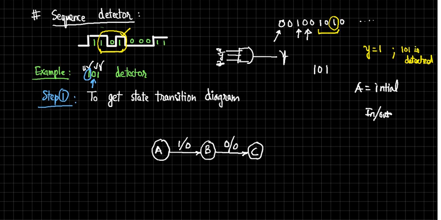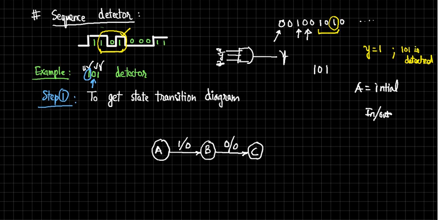Now what does this state C indicate? State C indicates that 1 and 0 has been successfully received. That's why it came to state C, right? Otherwise it may not. As soon as it came to state C, we need to check the next bit, whether it is 1 or 0. If it is 1, then we need to say that the sequence has been detected. That means out should flag to 1, okay?